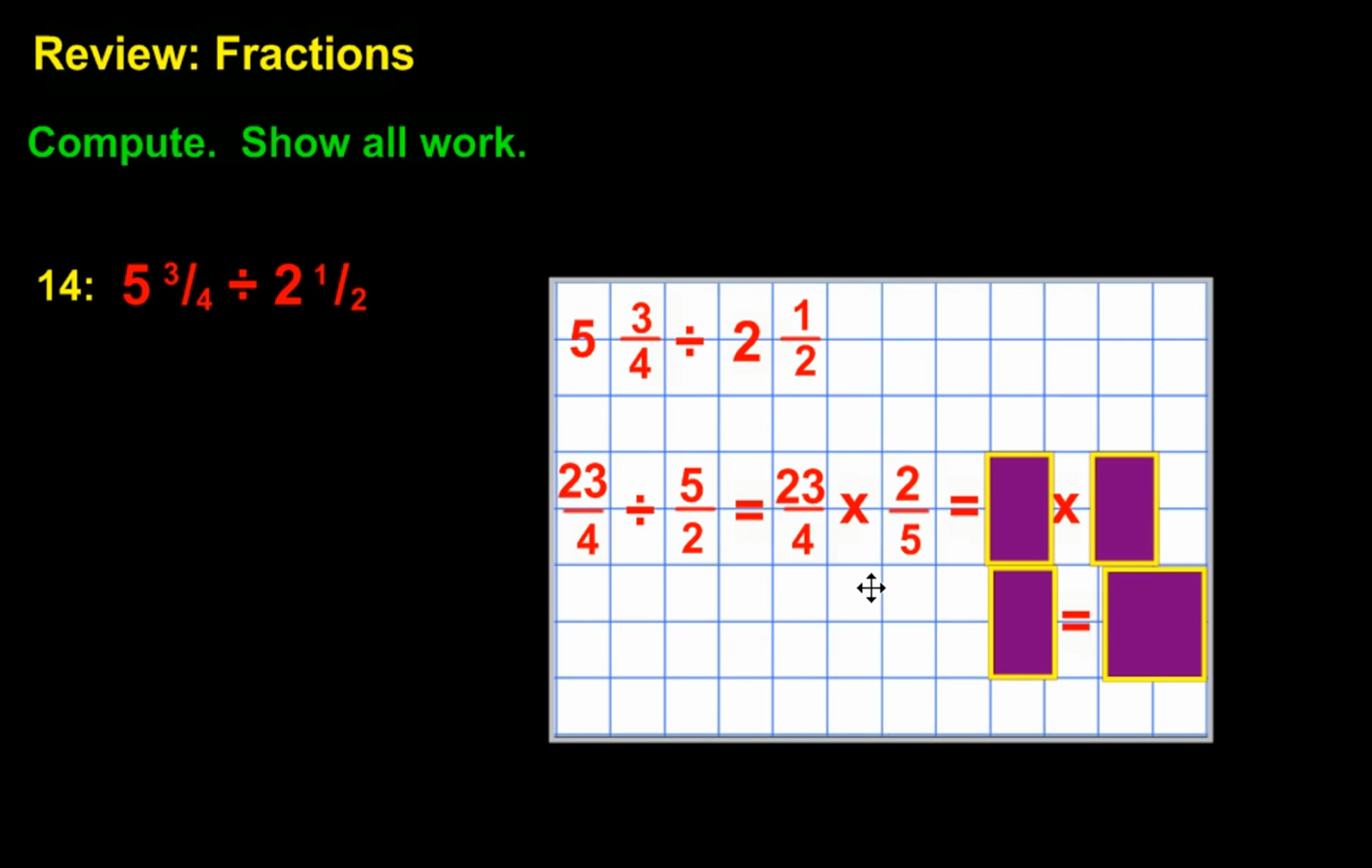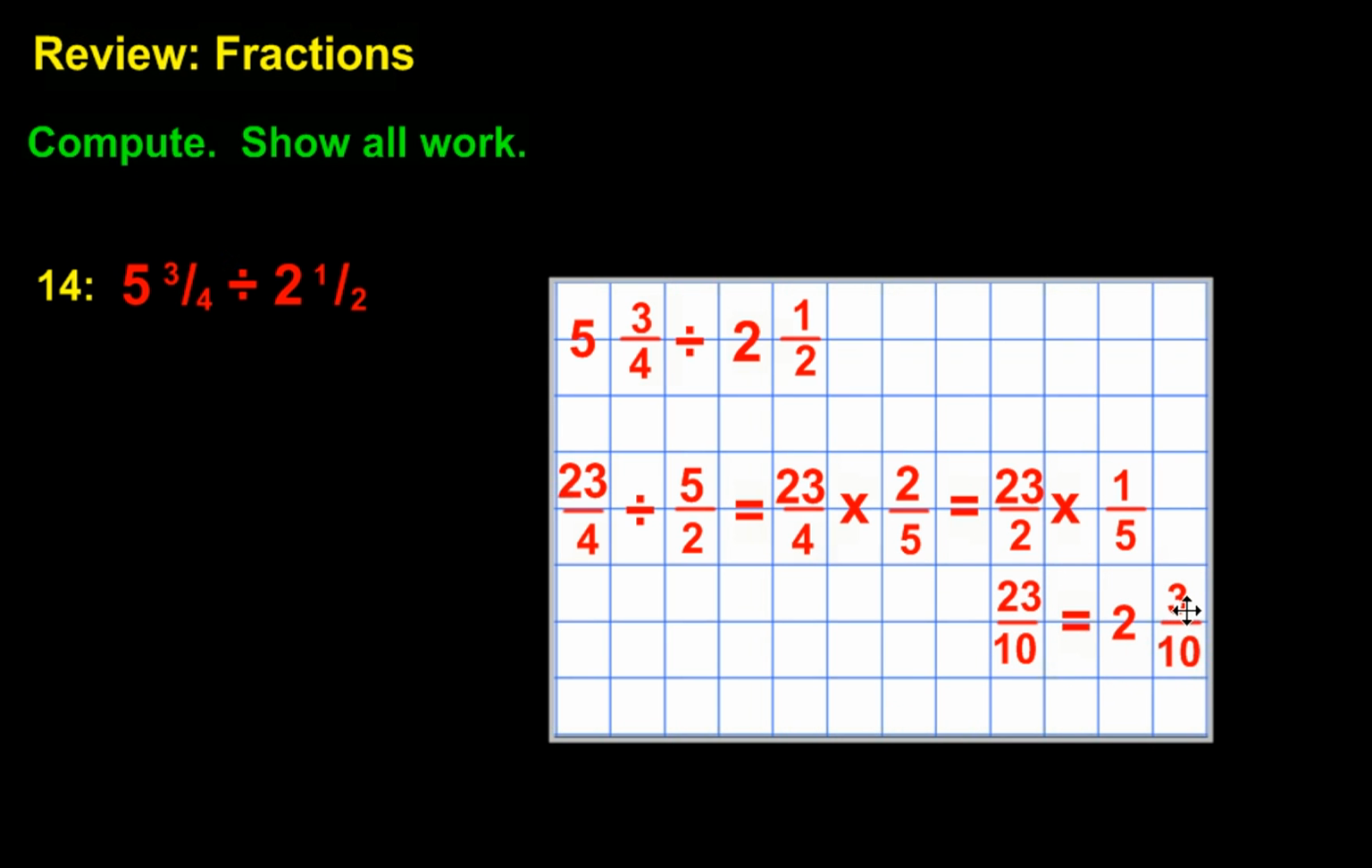And now we're ready to multiply, and we can do cross product. In this case, we can with 4 and 2. So 2 goes into 2 once, into 4 2 times, so we're going to have 23 over 2 and 1 over 5. We can then go ahead and multiply across, so we have 23 over 10, and 10 goes into 23 2 times with 3 left over, 3/10.